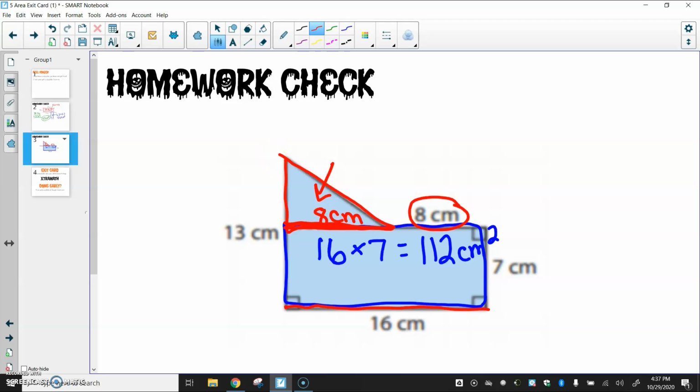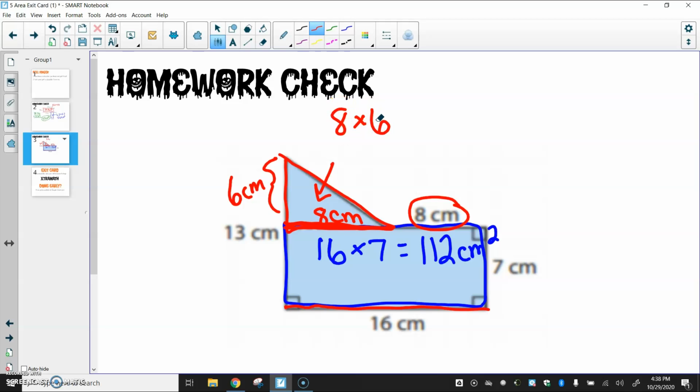I also need to do that for this piece right here. I can see that 13 is the whole length, but I only need this little piece. So I'm going to look on the other side, and I notice that 13 is the whole part, but this part right here is the same as over here, which is 7. So if I do 13 minus 7, I'm left with 6, so that would be the other piece of our triangle. So that means I'm doing base times height, which is 8 times 6.